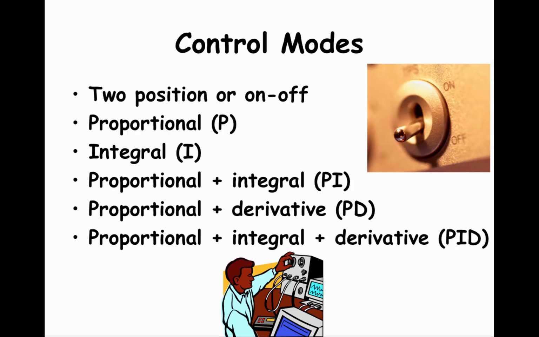There are a total of 6 basic control modes used in industry in closed-loop control signals. They are two-position or on-off control mode, proportional, integral, the combination of proportional and integral, the combination of proportional and derivative, and finally the PID control, which is proportional plus integral plus derivative control.